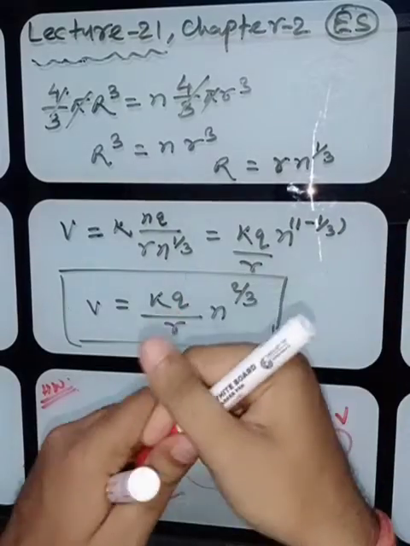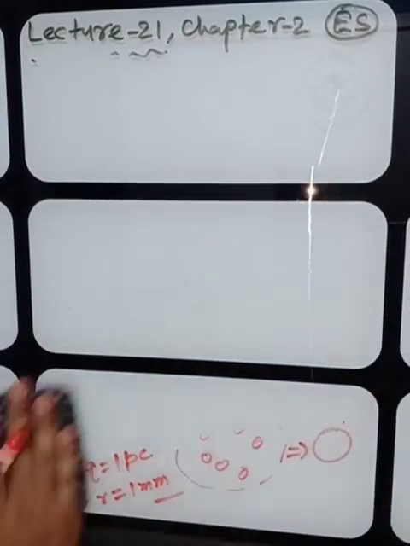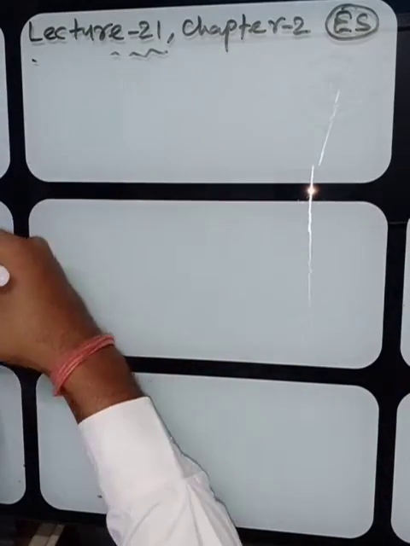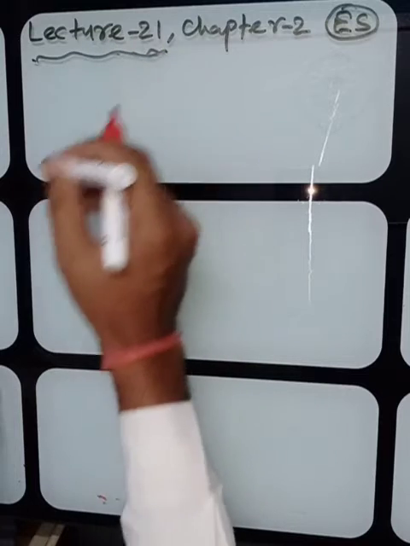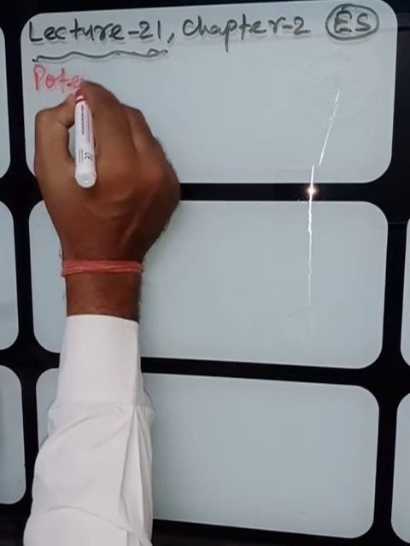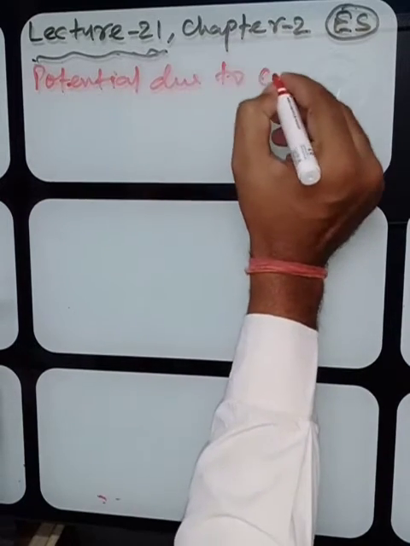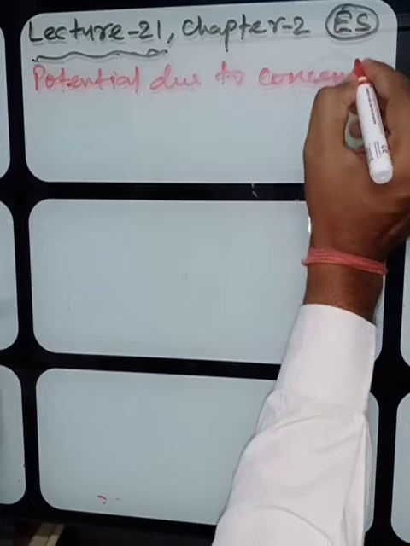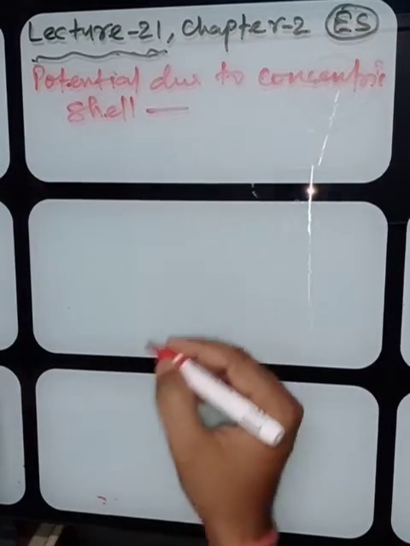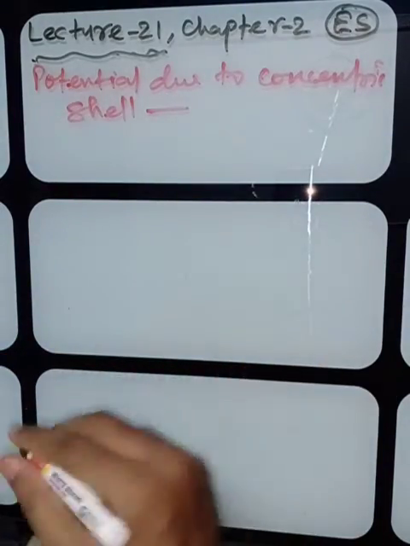Now another question you might have to face is the potential due to concentric cells, my dear student. Potential due to concentric cells. It's a very simple example we are taking.